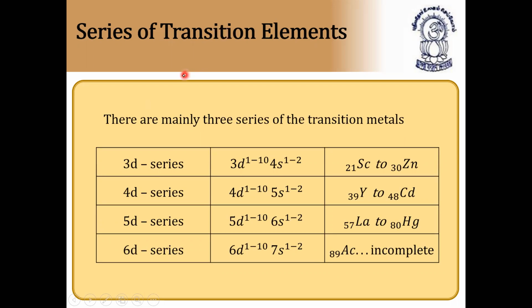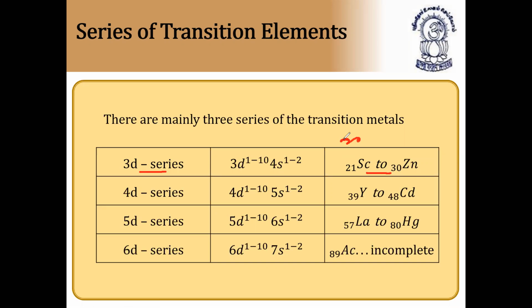Next, series of transition elements. We have a total of 4 series in transition elements, that is 3d, 4d, 5d, and 6d series. Actually there are 3 complete series of the transition metals, but the fourth series is also there, though it is incomplete. That's why we have 3 series. The 3d series has 3d 1 to 10, 4s 1 or 2, and the 4d series has 4d 1 to 10, 5s 1 or 2. The 3d series is scandium to zinc, atomic number 21 to 30, and they are all metals.